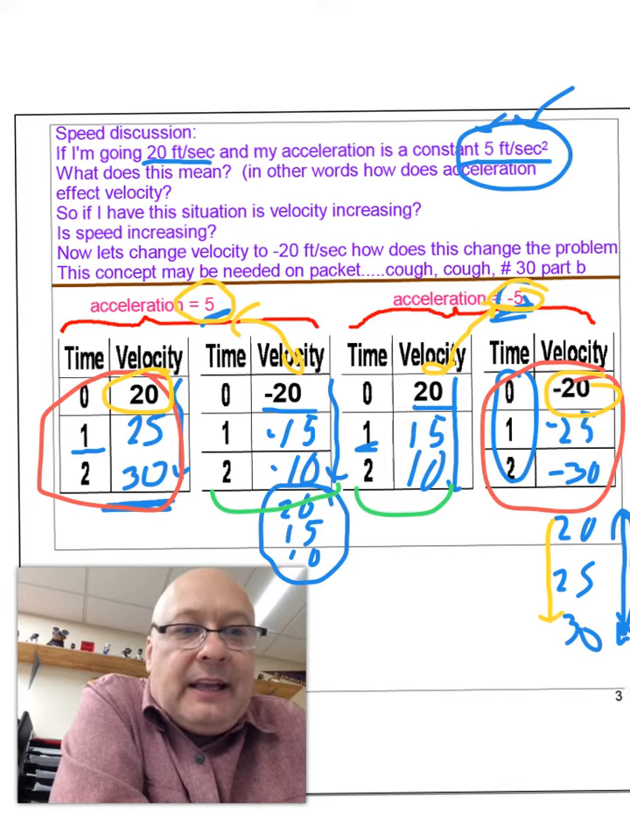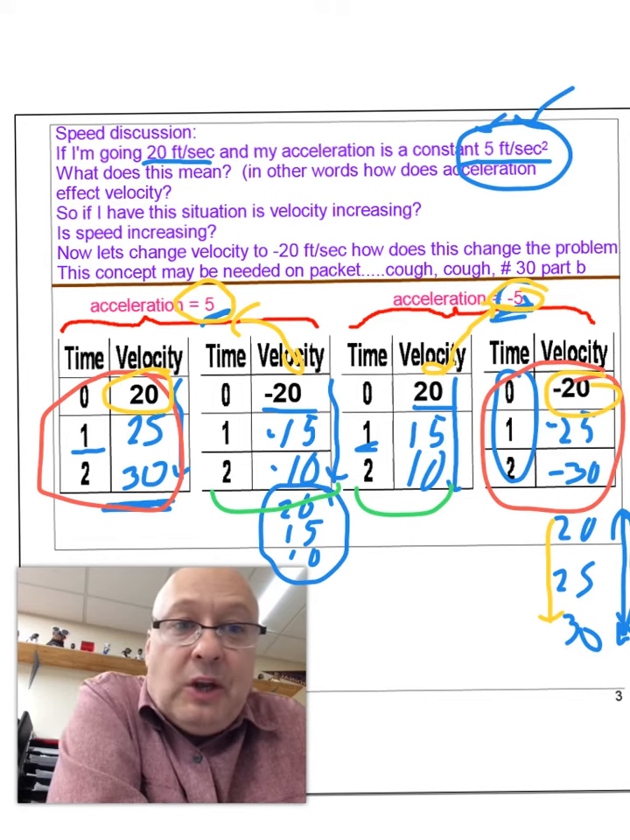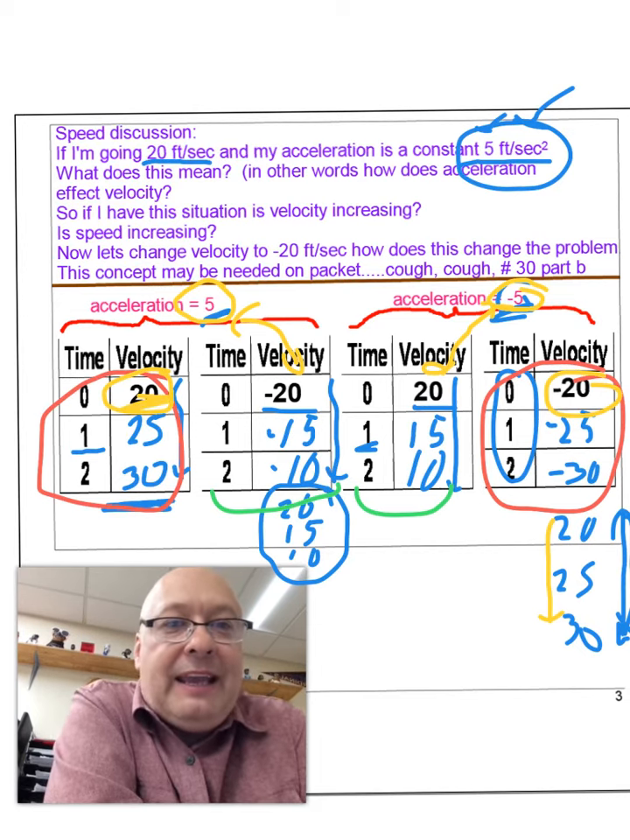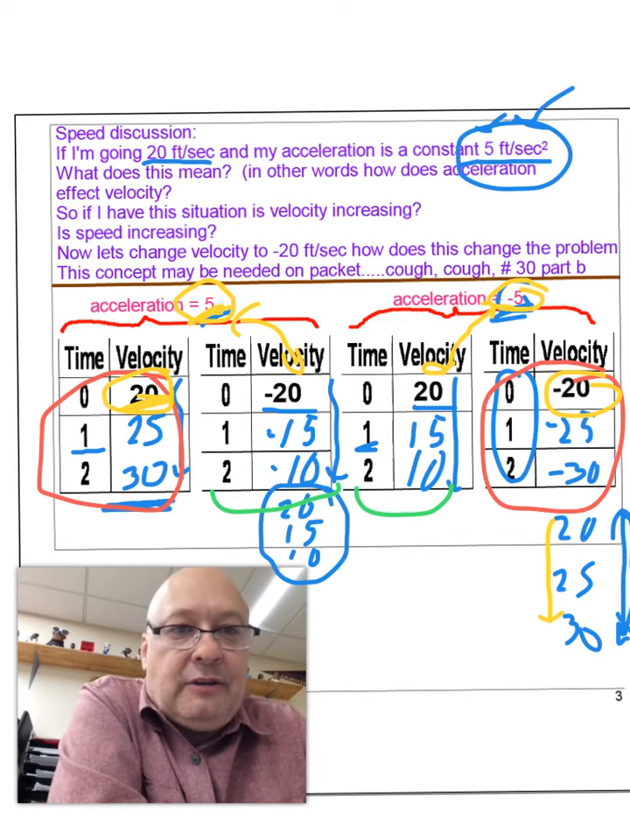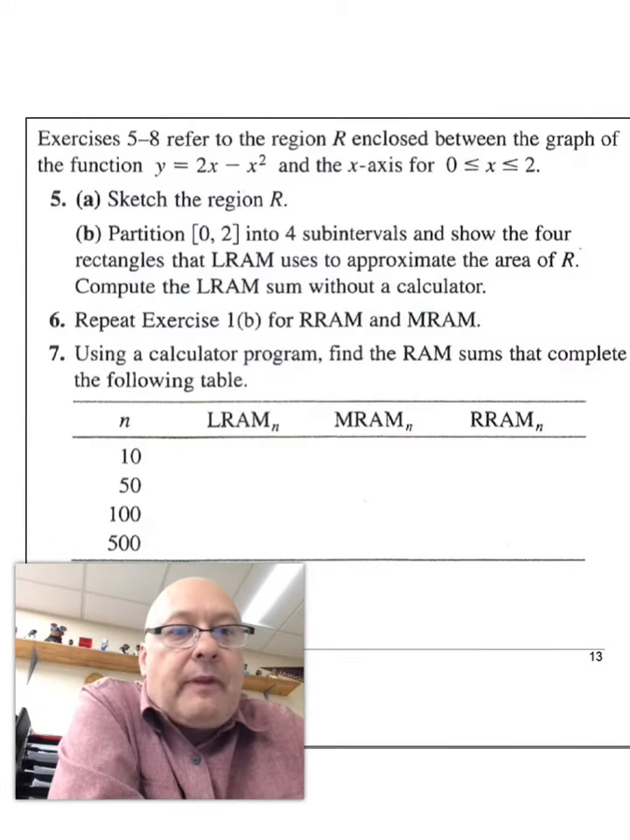If velocity and acceleration are the same sign, speed goes up. If velocity and acceleration are different signs, speed goes down. Remember that if you're ever asking whether the speed is increasing or decreasing, it depends on both velocity and acceleration. Most people make the mistake of only looking at the acceleration.